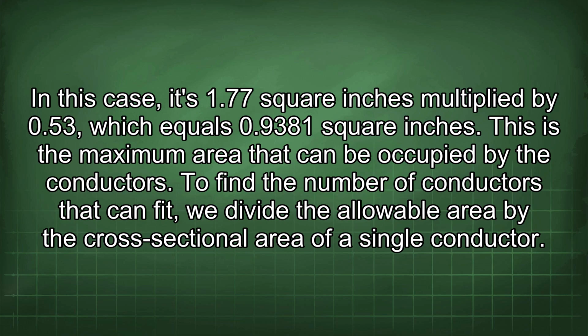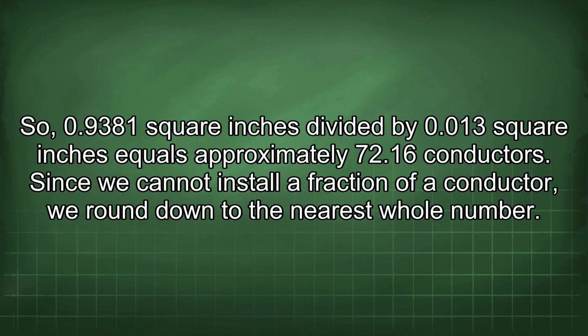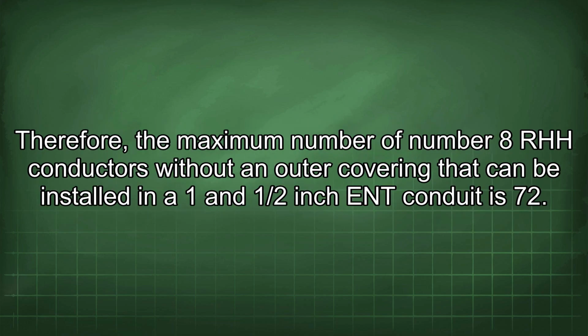To find the number of conductors that can fit, we divide the allowable area by the cross-sectional area of a single conductor. So 0.9381 square inches divided by 0.13 square inches equals approximately 72.16 conductors. Since we cannot install a fraction of a conductor, we round down to the nearest whole number. Therefore, the maximum number of number 8 RHH conductors without an outer covering that can be installed in a 1 and 1/2 inch ENT conduit is 72.